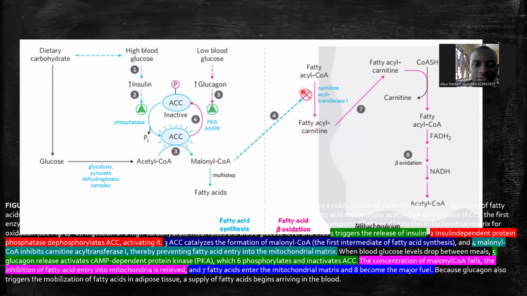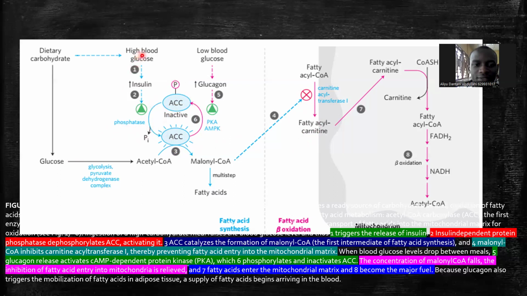This is what this means, inhibition. So this is acetyl-CoA carboxylase. The acetyl-CoA carboxylase can be inactivated by phosphorylation. So phosphorylating this can inactivate it. And if you want to activate it, a phosphatase will remove the phosphorylation, and this will be activated.